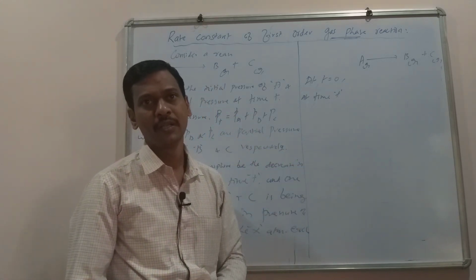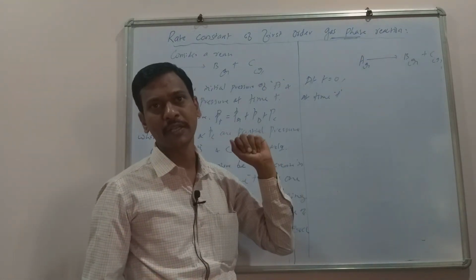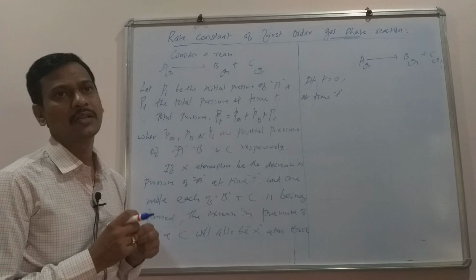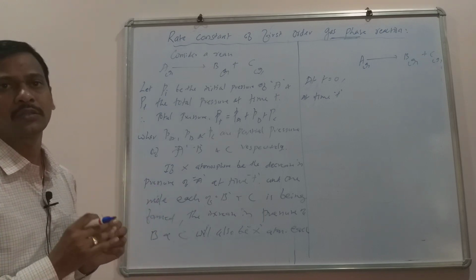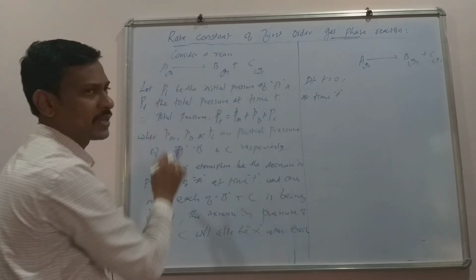partial pressure. Okay, then we have to write in terms of partial pressure. Then we have to find out what the actual rate constant of the reaction will be. For that, let us consider a general gas phase reaction.